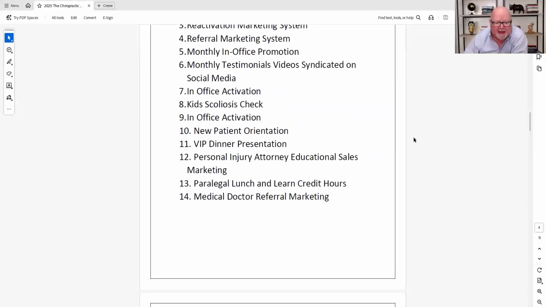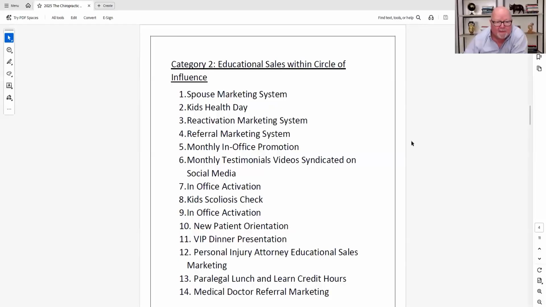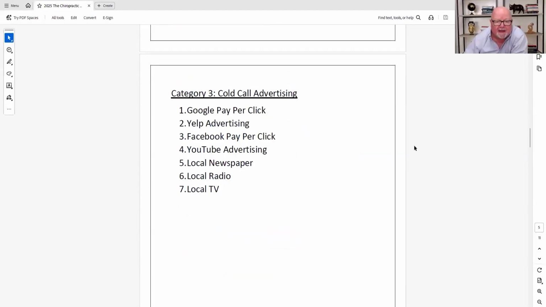Okay, so that's where the gold's at. That's category number 2. Category number 3, that's the cold call. This is the advertising you don't want to do at all. And if you do it, you want it to be the least amount, and you want to consider it the topping on the cake, not the cake.